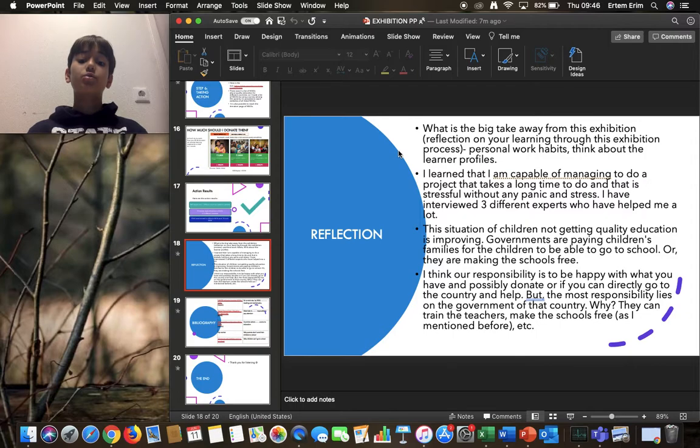Governments are paying children's families so children are able to go to school, or they're making the schools free. I think our responsibility is to be happy with what we have and possibly donate, or if you can, directly go to the country and help. But the most responsibility lies on the government of that country. Why? They can make the schools free, they can train teachers, as I mentioned before, etc.